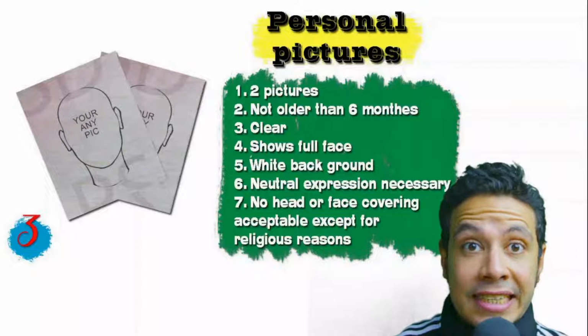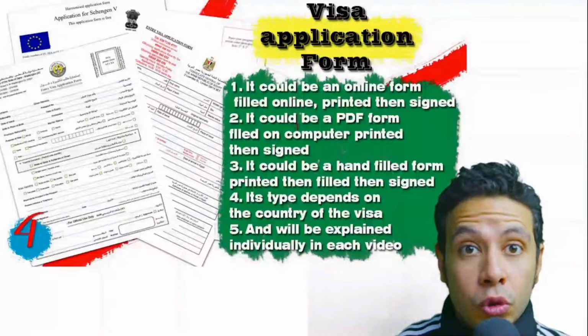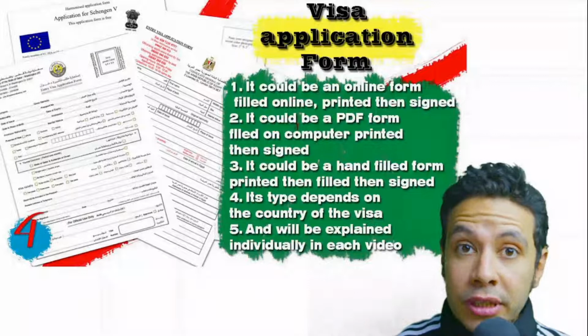Speaking about the visa application form, in general cases, you need only one copy of the visa application form, but sometimes you might be required to submit 2 copies or even 3. Visa forms are different from one country to another. In general cases, you should print it and fill it manually, but many countries now are providing their application form on an online platform, so you can fill the application form online and after that you can print it and sign it.